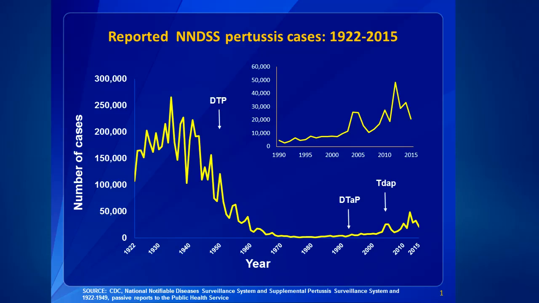We see, again, a dramatic drop after the licensing of the vaccine. But starting in the mid-2000s, we start to see this increase as vaccination coverage has declined. We've had more outbreaks of pertussis. Still nowhere close to pre-vaccination levels, but certainly more than the trough that we experienced in the 80s and 90s.